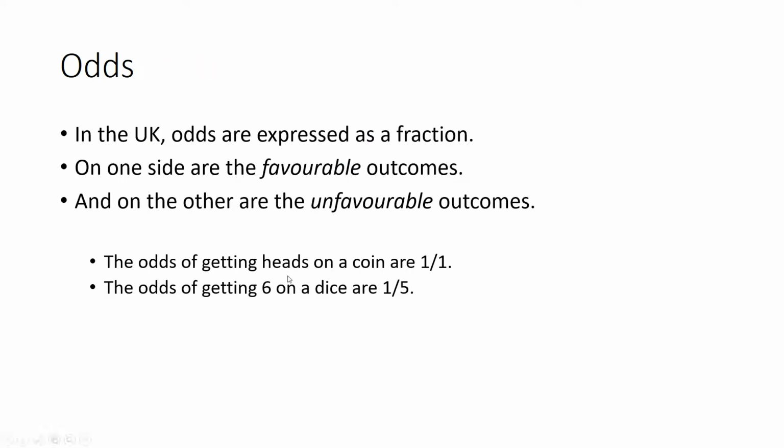Oh, sorry, before I go ahead, that might seem a bit odd. 6 outcomes, one of them is favourable. Why is it 1 to 5? Well, because on the right hand side you've got the unfavourable outcomes, so that's the chance of getting a 1, 2, 3, 4, or 5. And over here on the left is the chance of getting a 6. So that is a bit different from probabilities, which we'll see shortly.